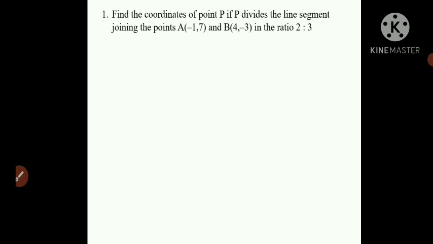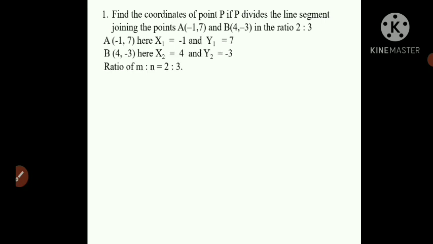Question number 1 is, find the coordinates of point P if P divides the line segment joining the points A(-1, 7) and B(4, -3) in the ratio 2:3. Now students, in 5.2 we have the midpoint formula, centroid formula and section formula. For the ratio we will be using that formula. Now see, this is the first sum, the main question number 1.